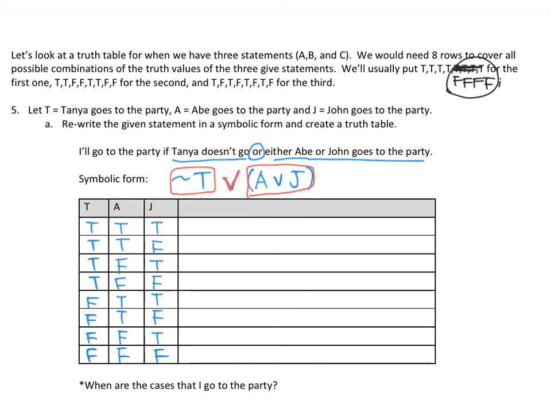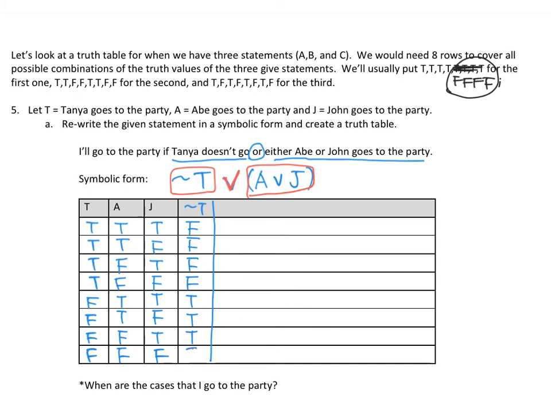When it's complicated like this, I have to look at it structurally. There's negation of T, and there's this whole thing, and then we'll do or. So I need these 2 columns, and once I have them, I can use or. Let's do negation of Tanya first. I'm just negating everything here. T will become F, T will become F, F will become T, and so on. So I write F, F, F, F, T, T, T, T.